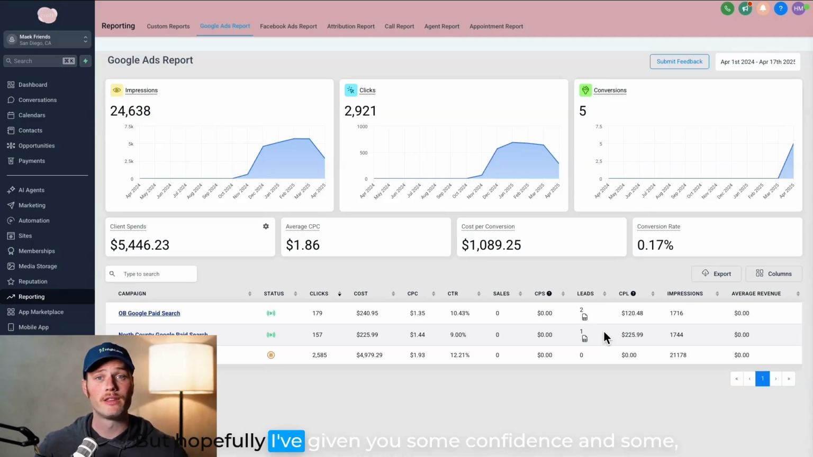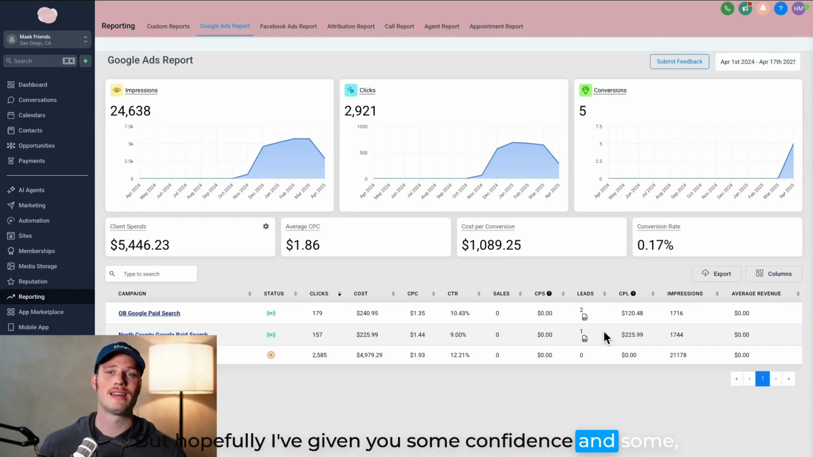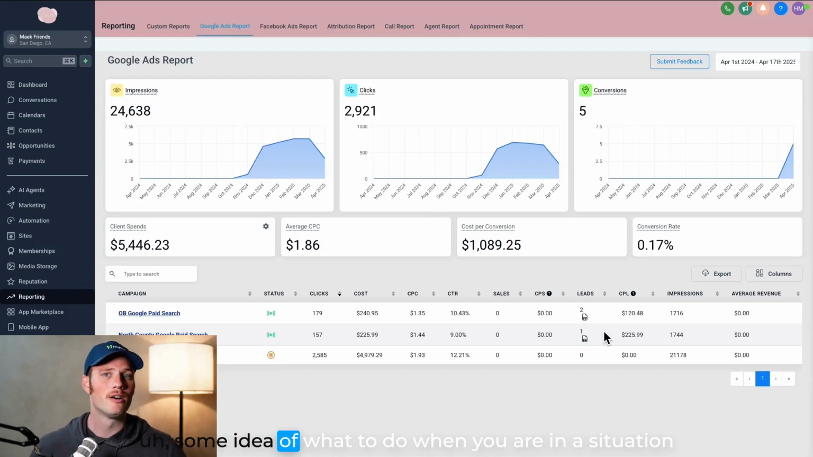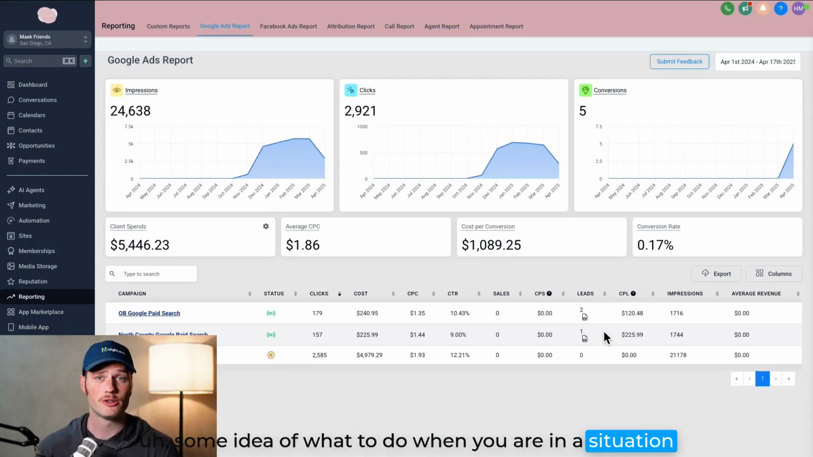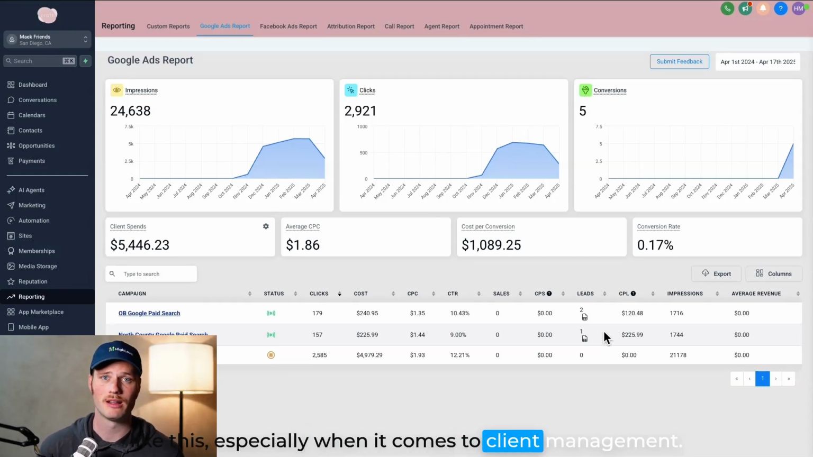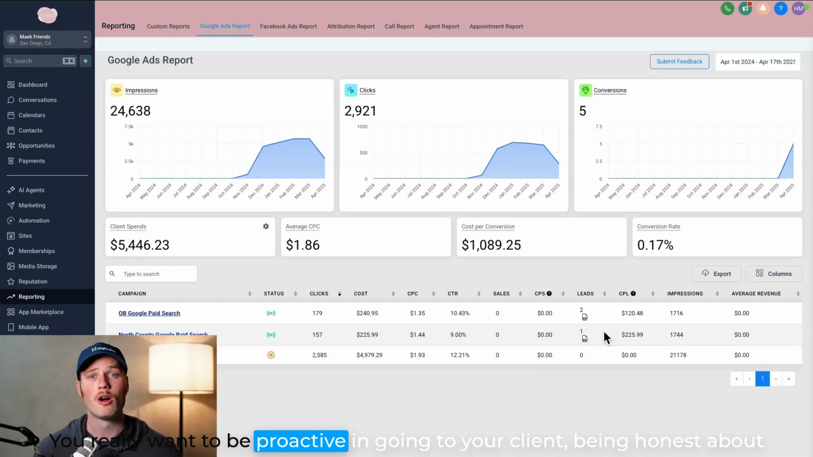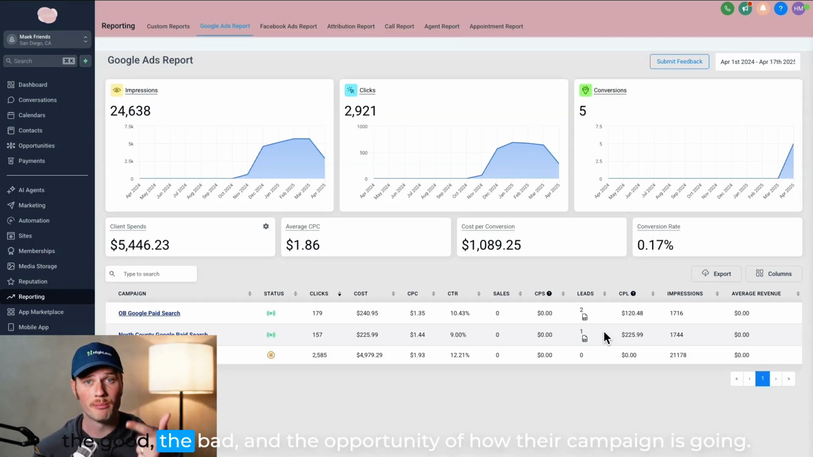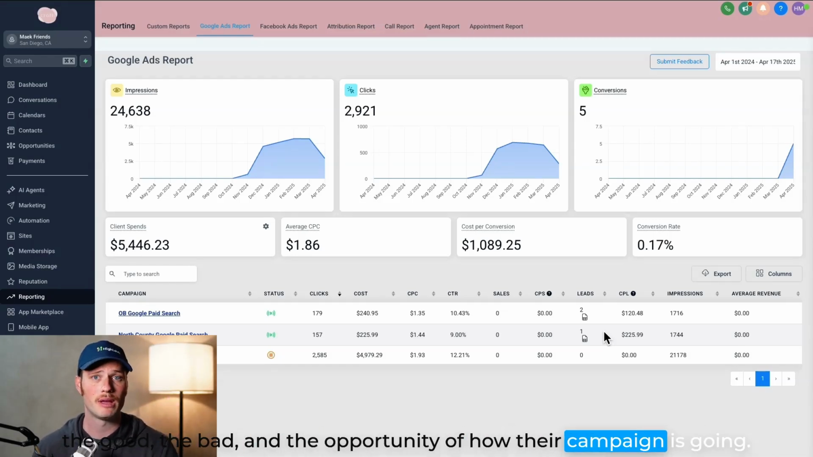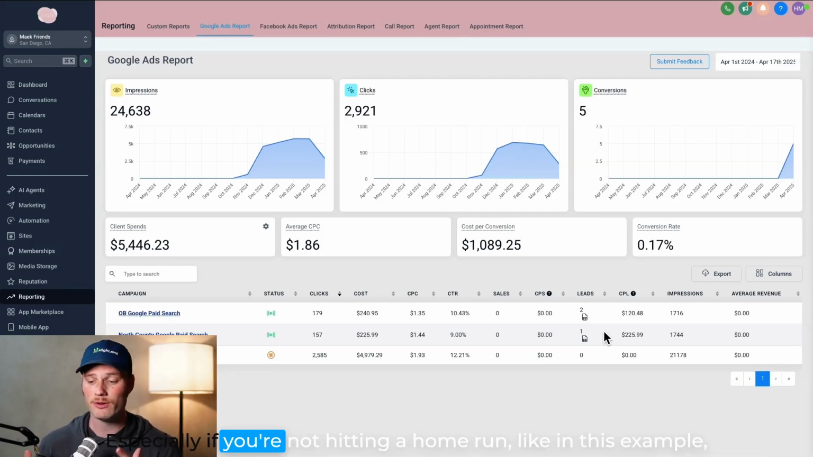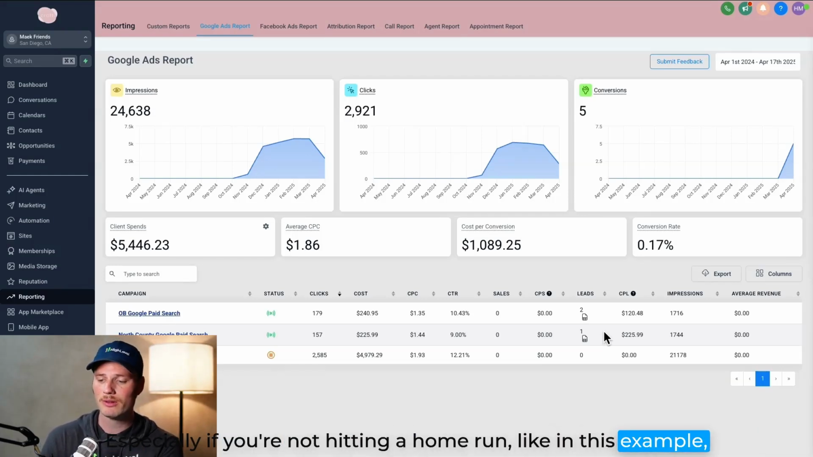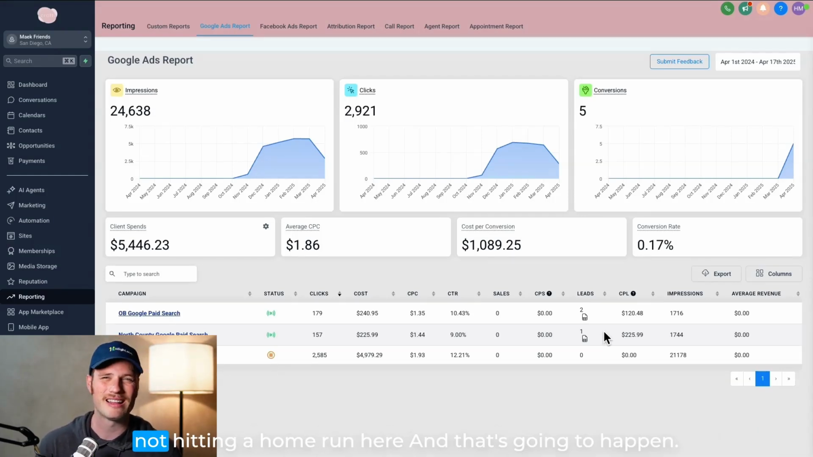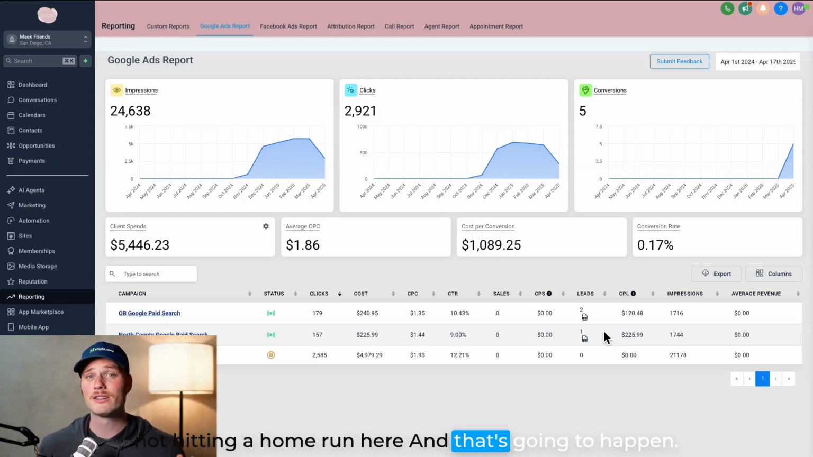But hopefully I've given you some confidence and some idea of what to do when you are in a situation like this, especially when it comes to client management. You really want to be proactive in going to your client, being honest about the good, the bad, and the opportunity of how their campaign is going, especially if you're not hitting a home run. Like in this example, it's not the worst thing in the world, but I'm definitely not hitting a home run here. And that's going to happen.